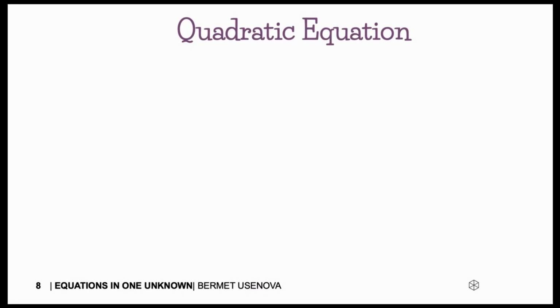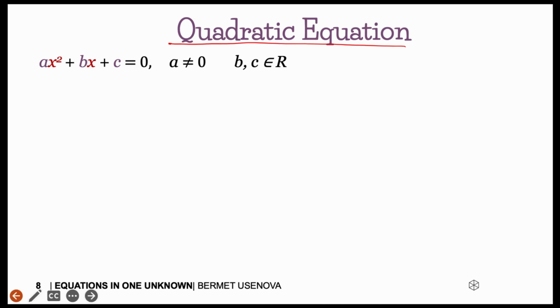We are moving to quadratic equations. An equation in the form ax squared plus bx plus c equals 0, where a is a non-zero number and b, c are real numbers, is called a quadratic equation. One possibility of solving a quadratic equation is via the PQ formula.